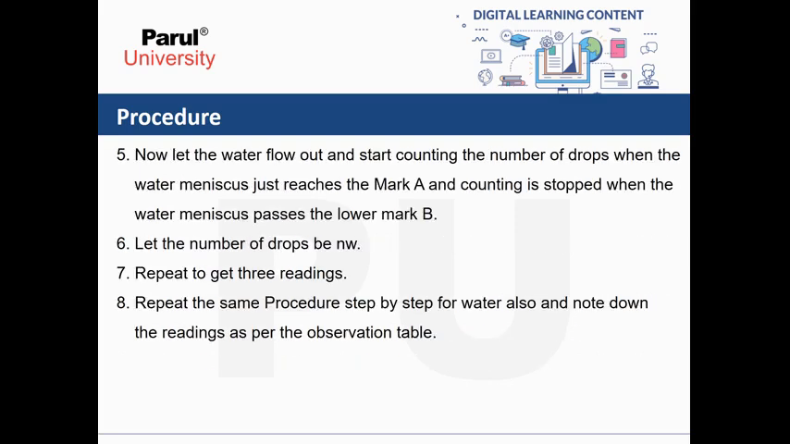Now let the water flow out and start counting the number of drops when the water meniscus just reaches the mark A, and stop counting when the water meniscus passes the lower mark B. Let the number of drops be NW. Repeat to get 3 readings. Repeat the same procedure step by step for the liquid and note down the readings as per the observation table.